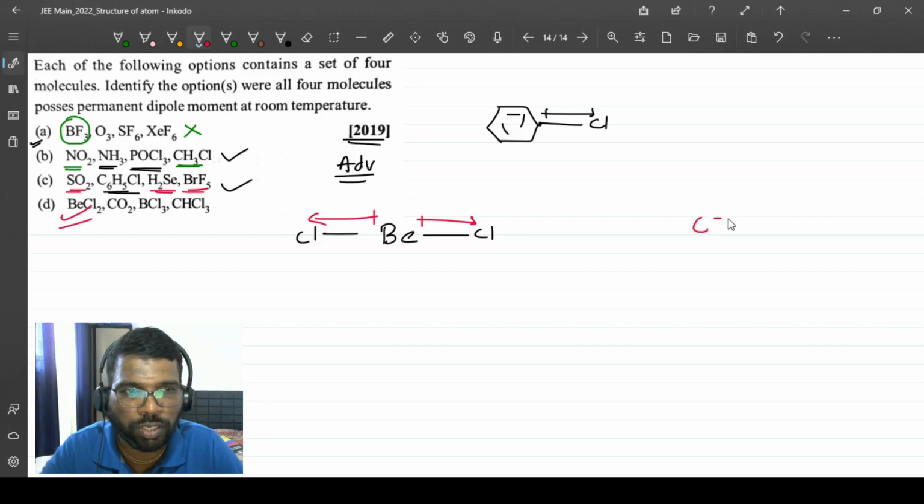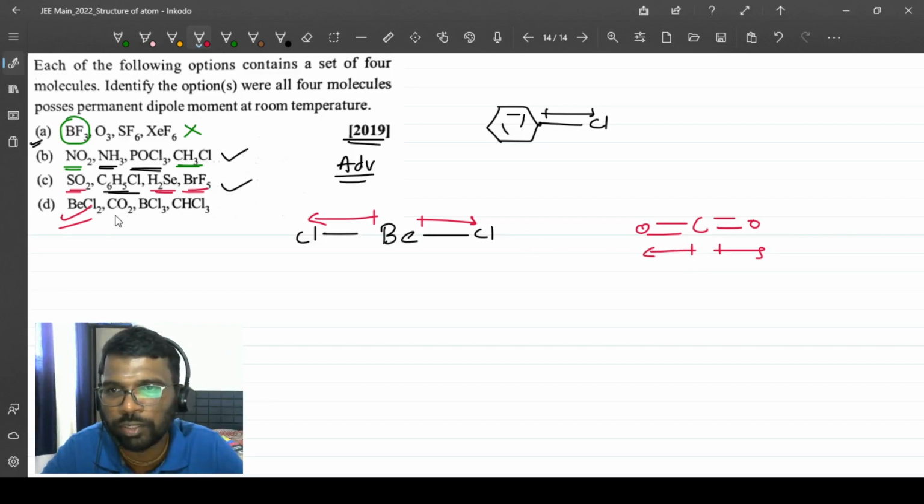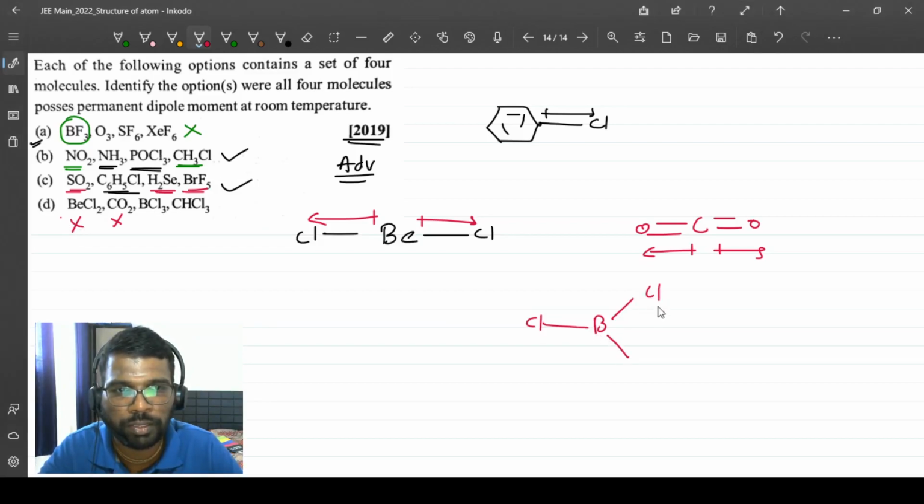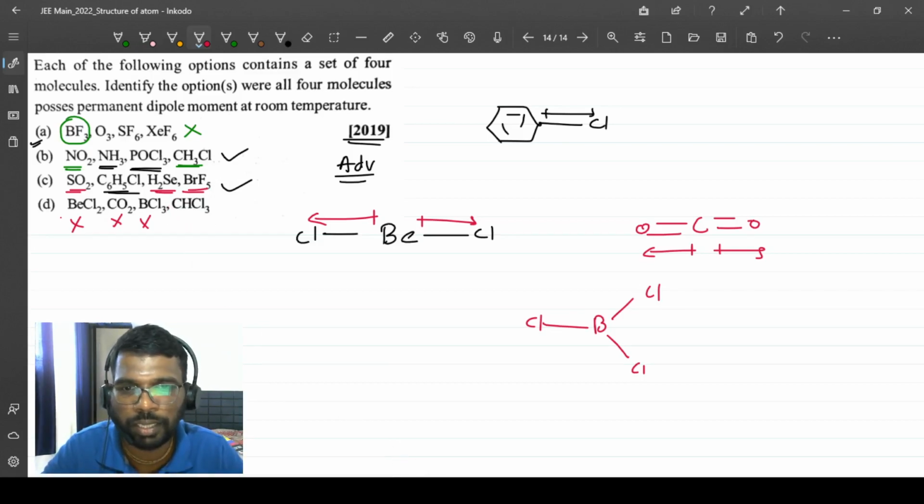Carbon dioxide, if you see the structure, this is the structure of carbon dioxide. Exact cancellation of the dipole moment. So zero dipole moment for this, right? BCl3 also has a trigonal planar structure because boron doesn't have any lone pair. Cl, Cl and Cl. So here also zero dipole moment. CHCl3 will have a dipole moment, but the question is all four sets, right? CHCl3 will have a dipole moment, but not all four sets. So option B and C are correct for this question.